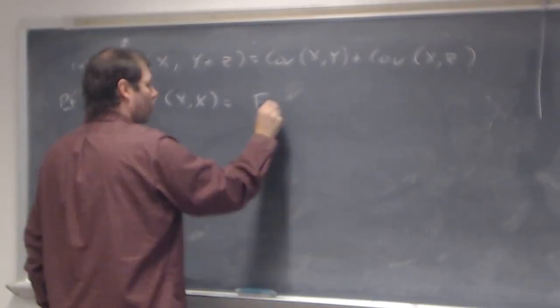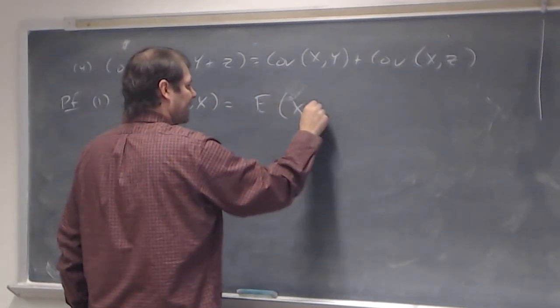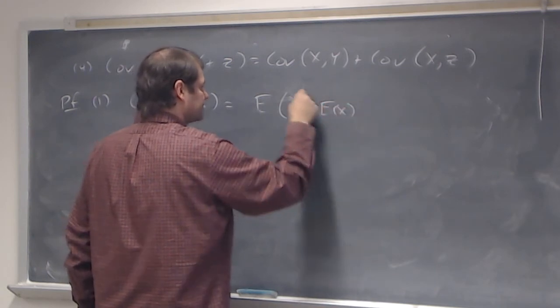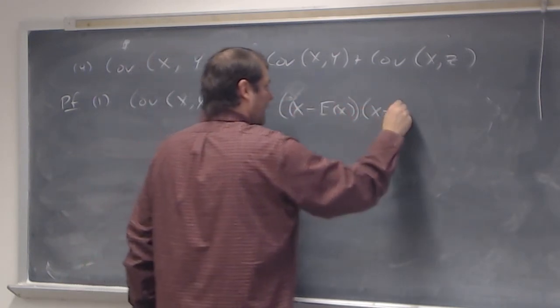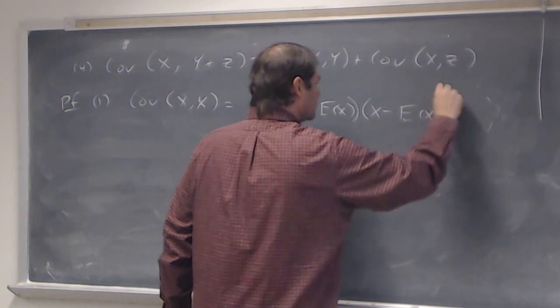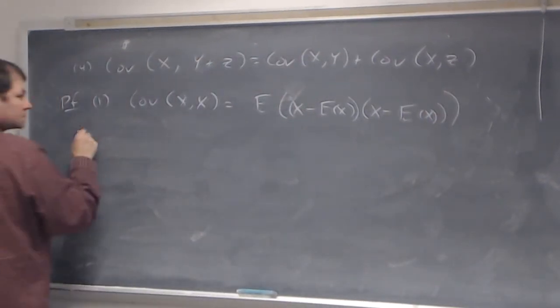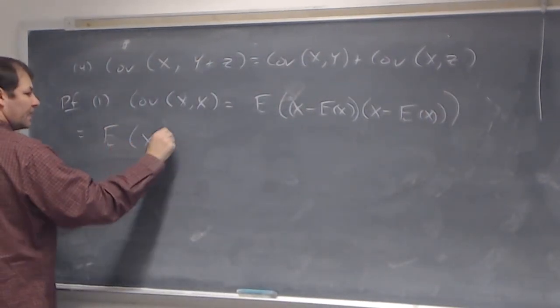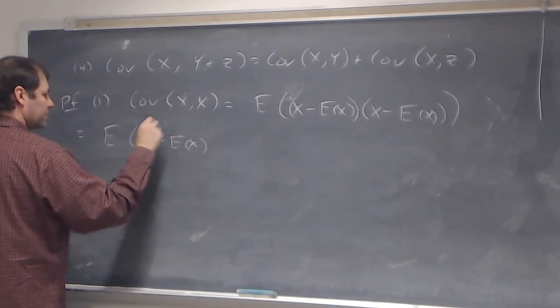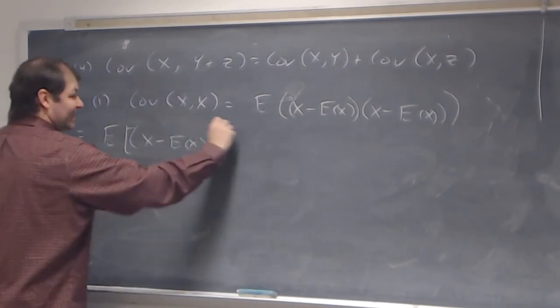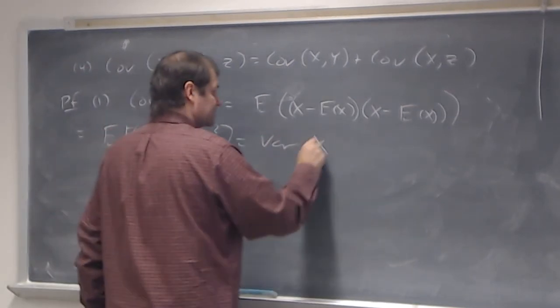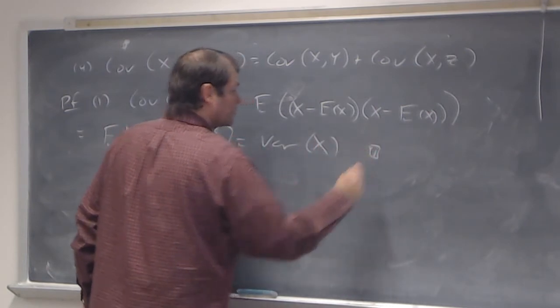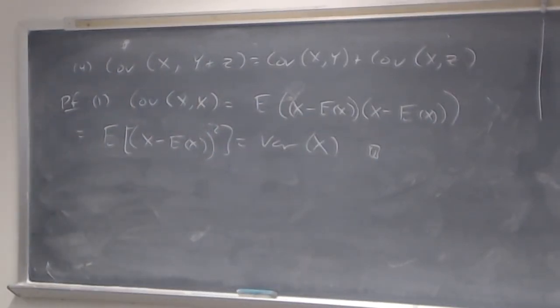we want to show that's equal to the variance of x. But that's nothing more by definition than the expected value of x minus the expected value of x times x minus the expected value of x. And that's equal to the expected value of x minus the expected value of x, squared. And that is the definition of the variance of x. It's that easy.